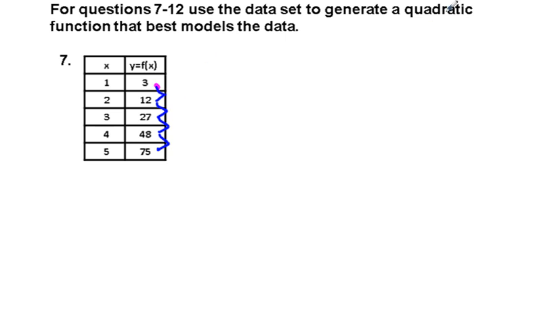And then we're going to have to remember the rules there for creating quadratic functions. So first differences, we have 12 minus 3, so we're going to have plus 9. And then 27 minus 12 is going to be plus 15. And 48 minus 27 will be plus 21. And then 75 minus 48. Let's see, what is that going to be? Is that going to be 27? Yeah, plus 27.